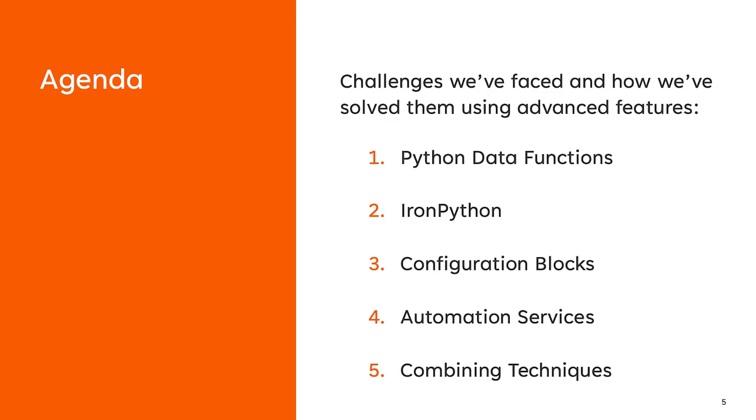So the things that I want to cover today are Python data functions, and then, kind of confusingly, IronPython, but I'll explain the differences between them. And then some other things that maybe people are not so aware of, so configuration blocks and automation services. I'll give examples of all of these things, but in the end I'll have a bigger example which uses multiple of these techniques together to affect a bigger goal.